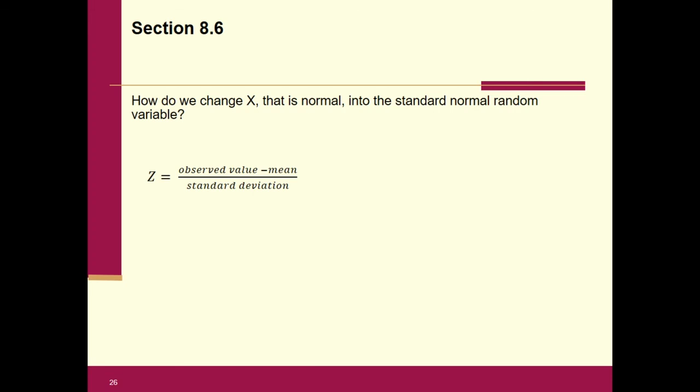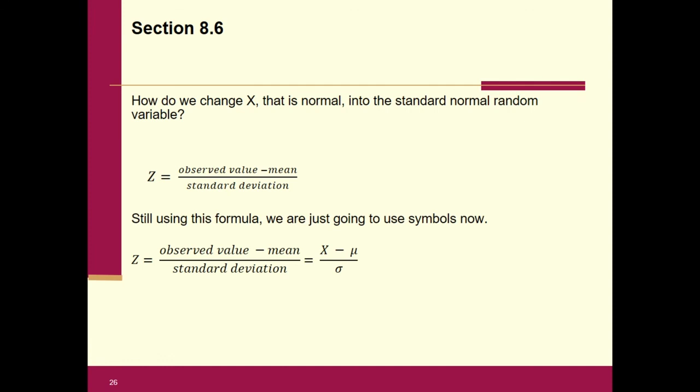That's the whole purpose here. And so remember back in chapter 2, we had a formula for the z-score. It was the observed value minus the mean, divided by the standard deviation. We're still going to use that, it's just that we're going to use symbols. The observed value we're going to call x. That x is going to come from the problem. That's the value that we're trying to change over to a z-score. Mu will be given to us in the problem, and so will sigma. So in this chapter, z will be equal to x minus mu divided by sigma.